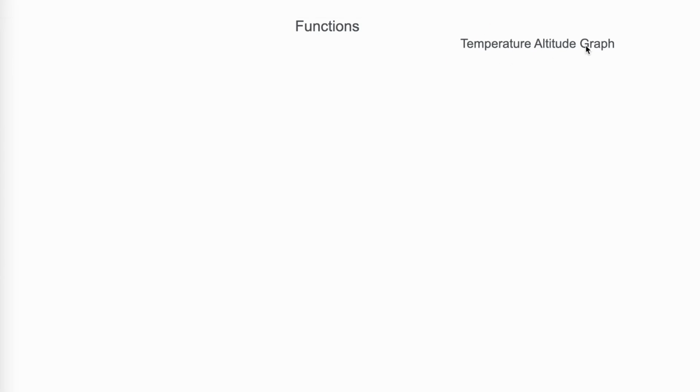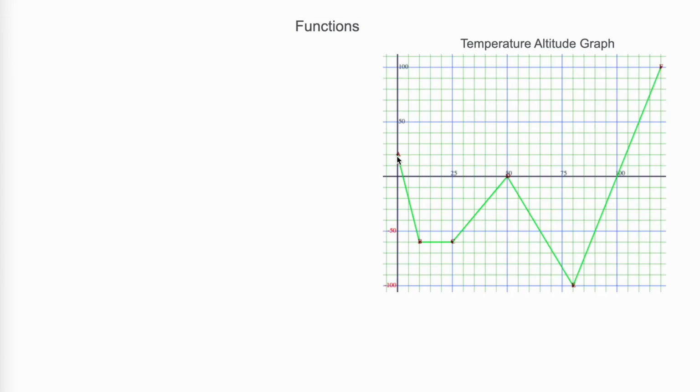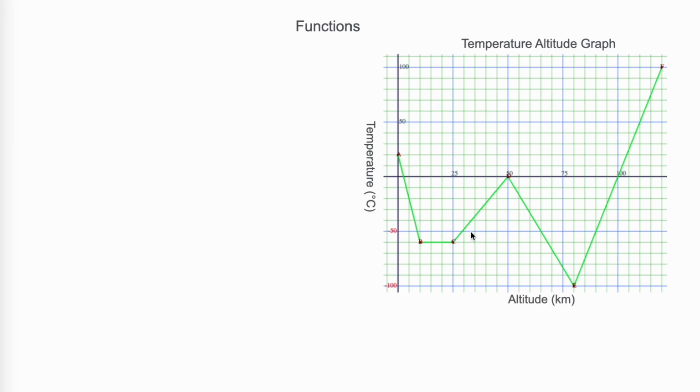So we're going to be looking at a temperature altitude graph. The higher you go up, so you're climbing a mountain, the colder it gets. After a while, you have this little break even. Then it starts getting a little bit warmer till you get to 50 kilometers. Temperature increases till it's about 0, and then it starts to decrease again until you get to 80 kilometers. Then you're kind of into outer space, and so it starts to get hotter and hotter and hotter.